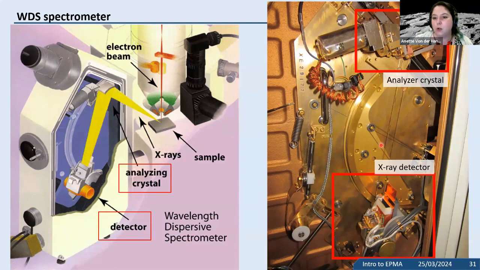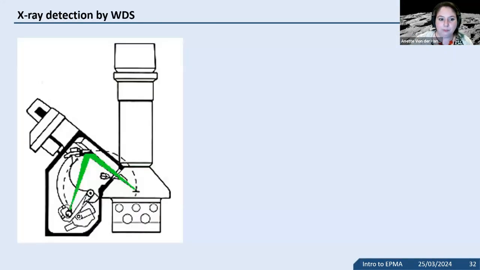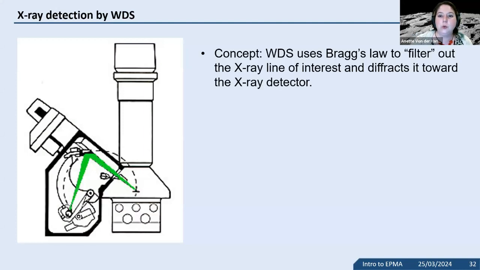This is a JEOL spectrometer where they are both connected with a complicated pulley system, because there's a specific geometry that is important during WDS analysis and also in a given spectrometer. So what do we do? WDS uses Bragg's law to filter out the X-ray line of interest. So essentially, instead of analyzing all X-ray lines, we analyze one at a time.